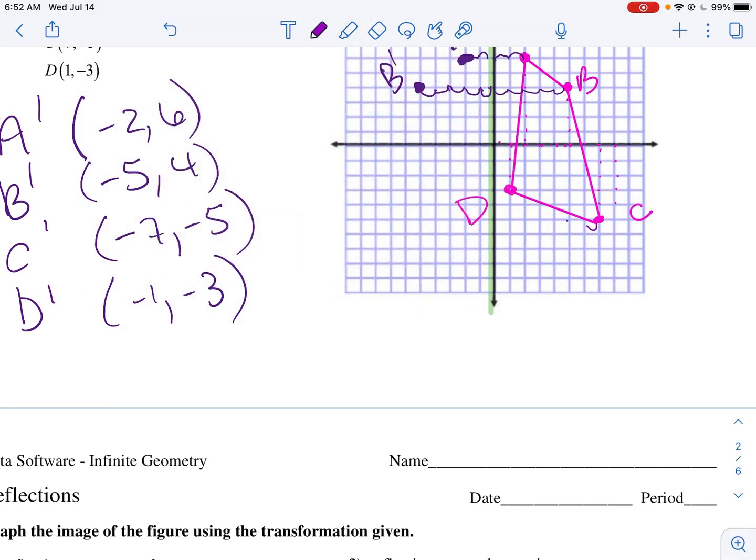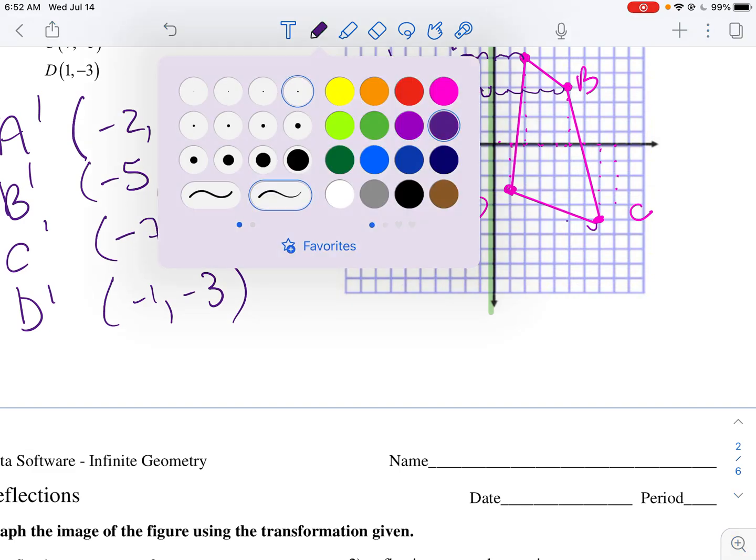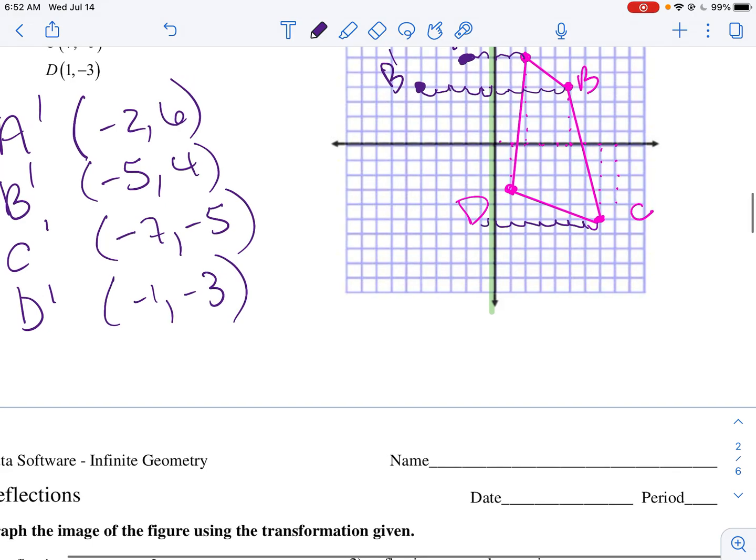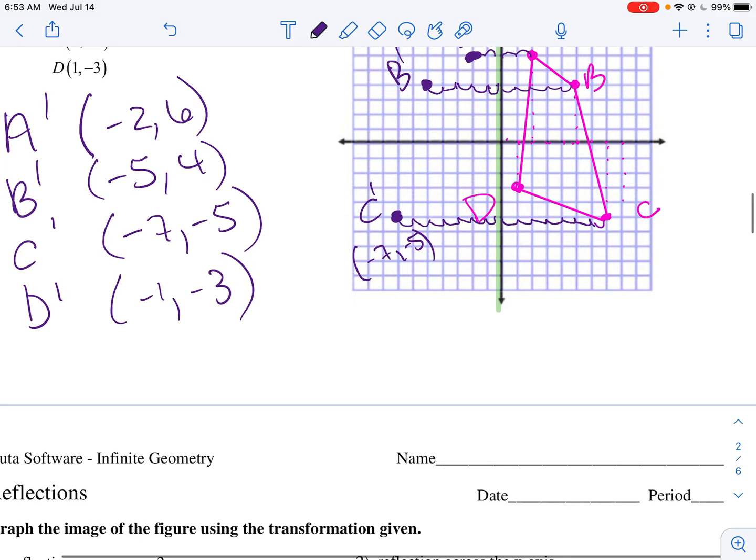Okay. So then I go, oops, wrong color. So 1, 2, 3, 4, 5, 6, 7. So C prime would be at negative 7, negative 5, and D is only over 1. So D prime is here, and D prime would be at negative 1, negative 3.